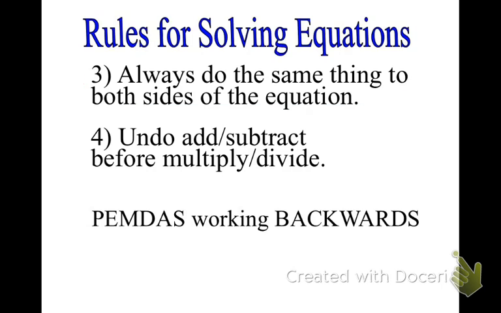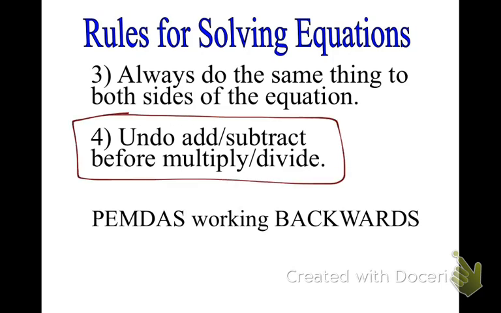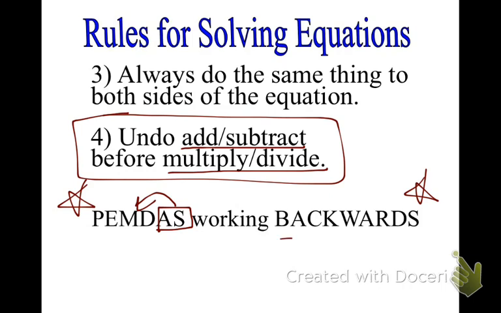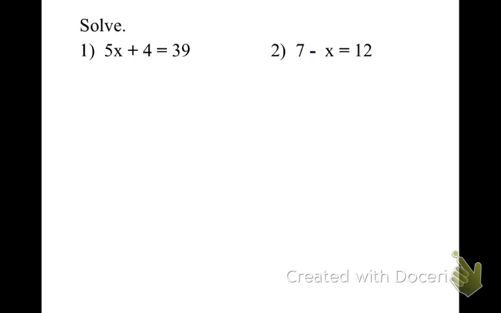Now, our new rule, ladies and gentlemen, is rule number 4. When we're dealing with a multi-step equation, you're going to undo your addition or subtraction first, then multiply or divide. So think of it as PEMDAS working backwards. Key thing, PEMDAS working backwards. Before we always multiplied, divided, then added, subtracted. Now this is backwards. We're going to do addition or subtraction first, then multiplication, division. We're working backwards now. So in your notes, directions are just to solve, and go and write down number 1.